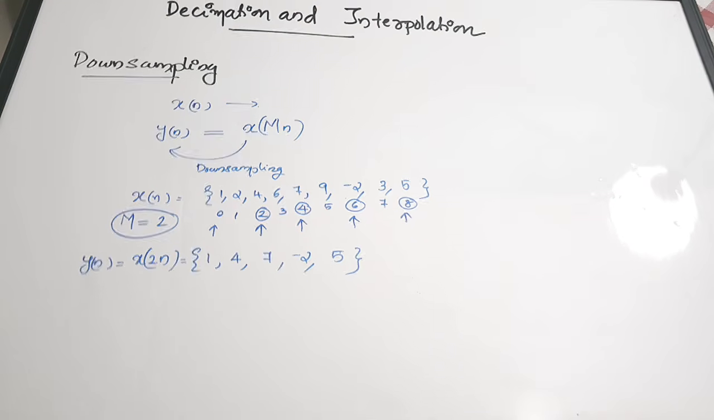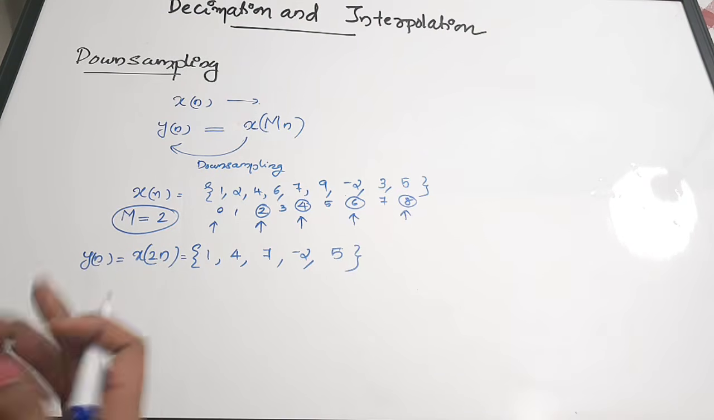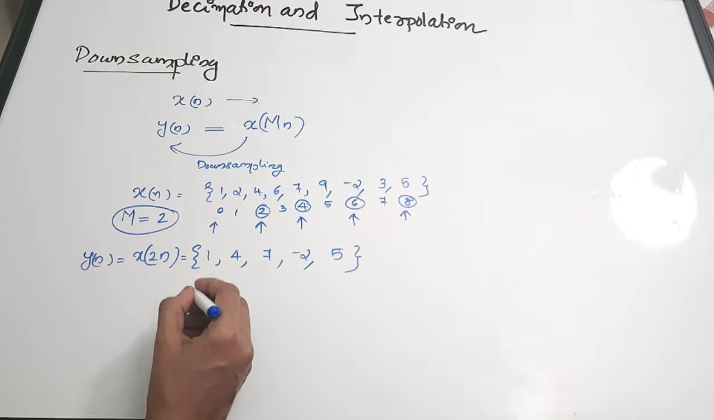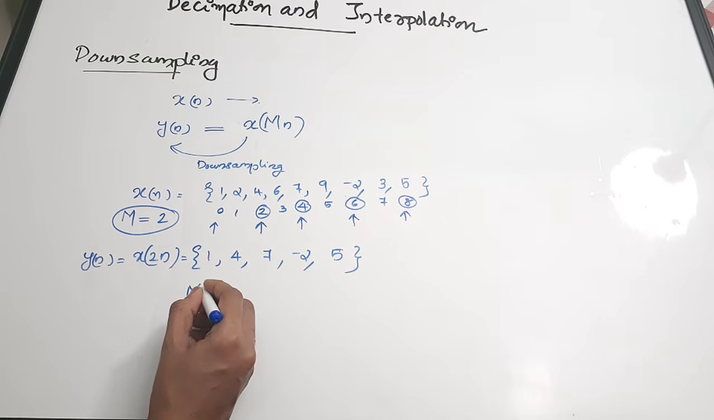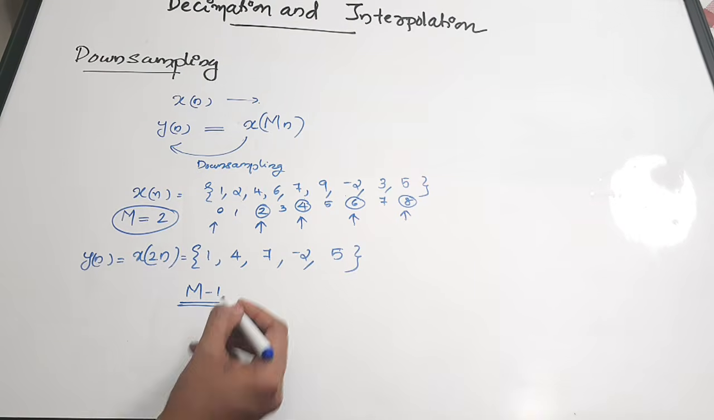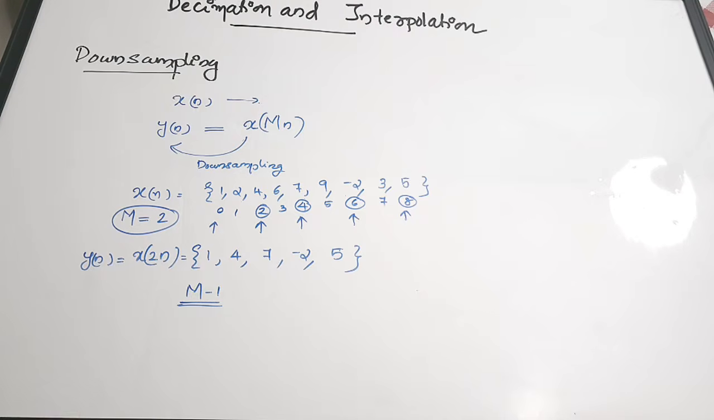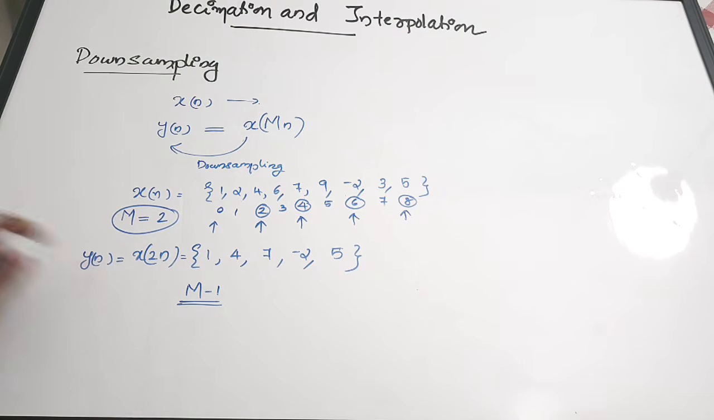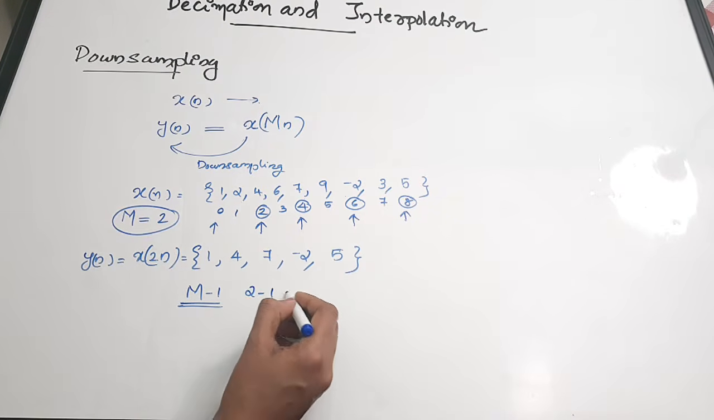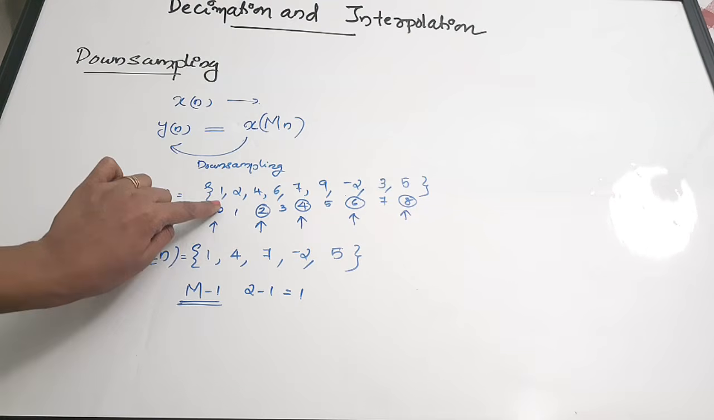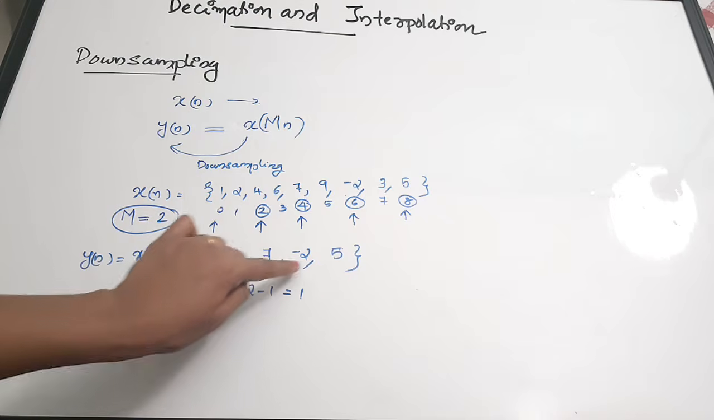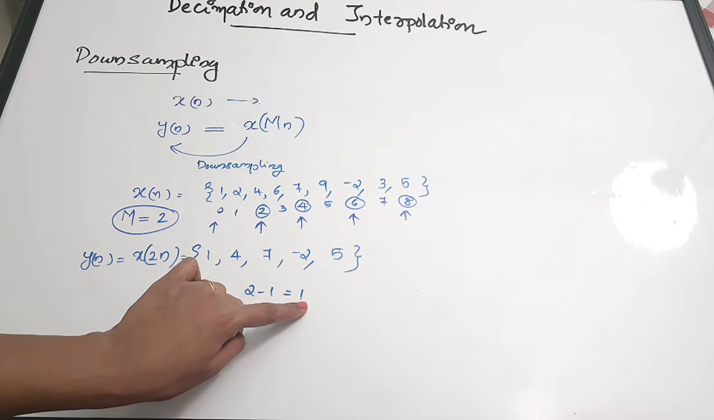Or simply you can consider it in this way also: you ignore the M minus 1 samples in between. Here M minus 1 means 2 minus 1, which is equal to 1. So you take the first data, then you ignore M minus 1 samples, meaning you ignore one data.